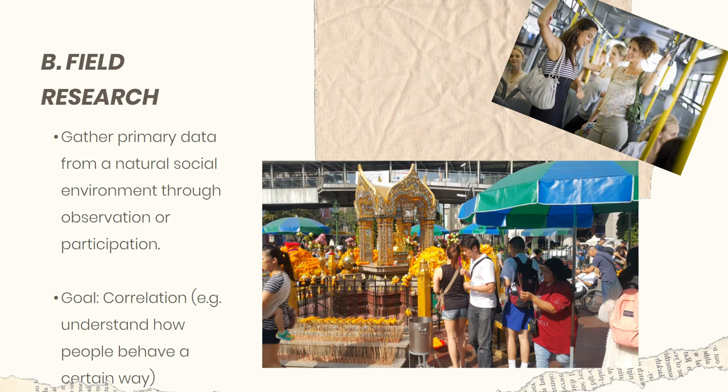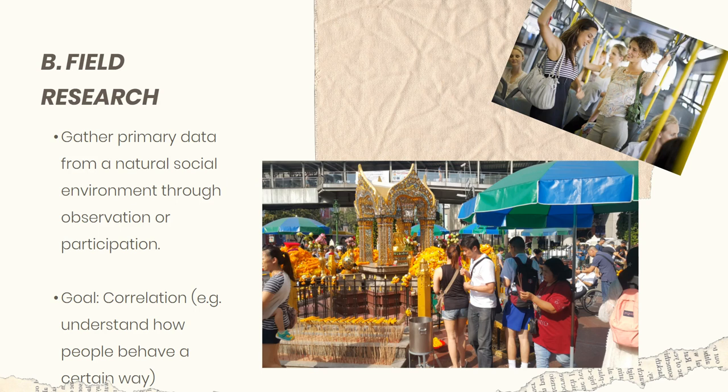Here in this case, oftentimes the researchers would go out and collect the primary data from a naturally occurring social environment, and when they go out there, they would either observe what's going on around them, or sometimes they would participate in the environment as well. So unlike surveys, the goal of field research is to observe correlation, not causation. In causality, your question might be trying to understand why people behave a certain way, and you collect a lot of data. In field research, your question might be, how do people behave a certain way?